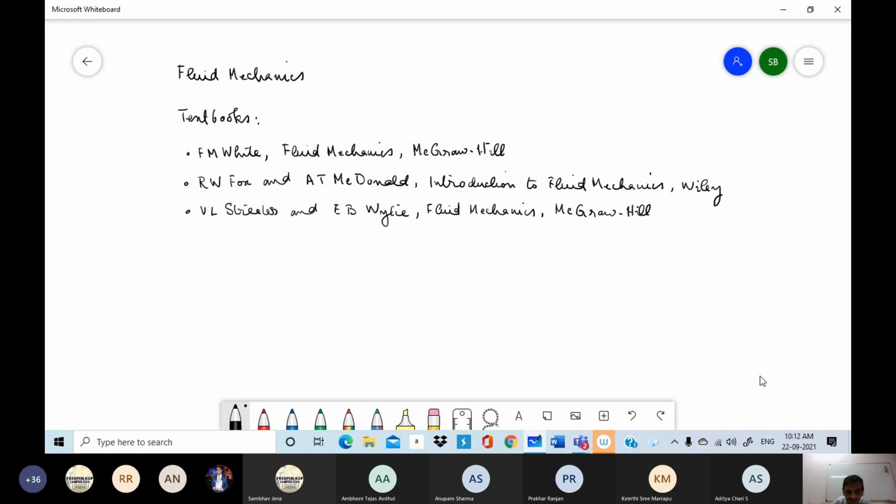These are the commonly used books for the first course on fluid mechanics. These have all been used sometime or the other as the textbook for the first course on fluid mechanics.